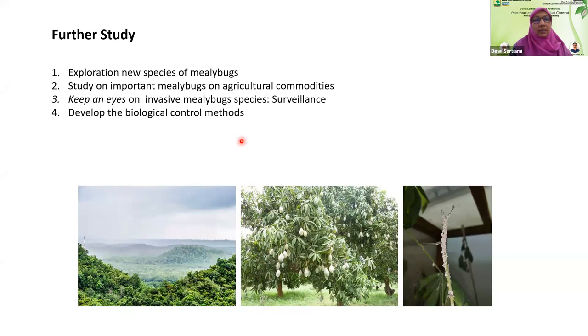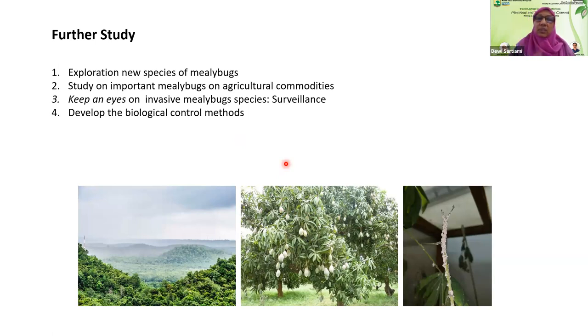The second point is the study of important mealybugs of commodities in our agriculture. If we can do many researches here, not only on mango, mangosteen, or dragon fruit, but many other important commodities, we can help the farmers. We can share our knowledge in our country to make more production of these fruits.